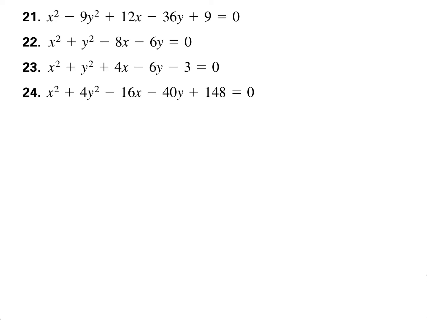Unit 10 Review Part 8. So we are continuing our discussion of conic sections and how to classify them. We classify them using the discriminant. Okay, discriminant, as we said in the last one, is b squared minus 4ac.